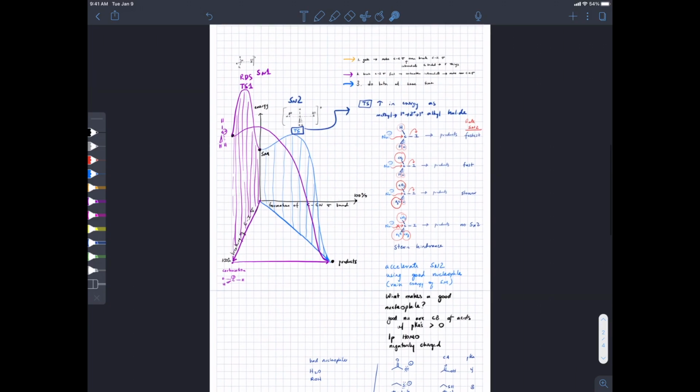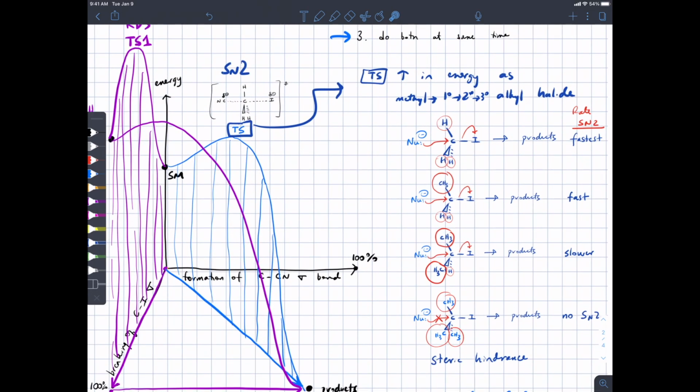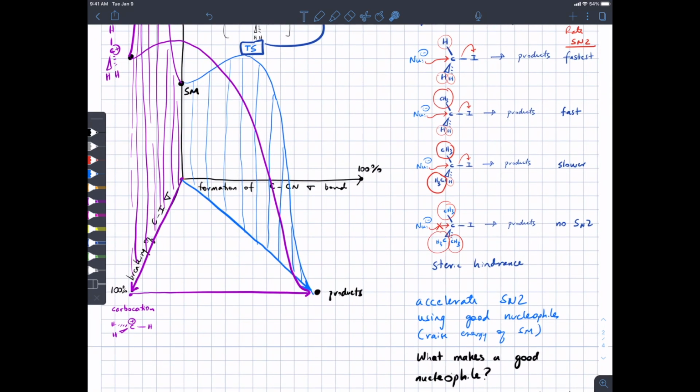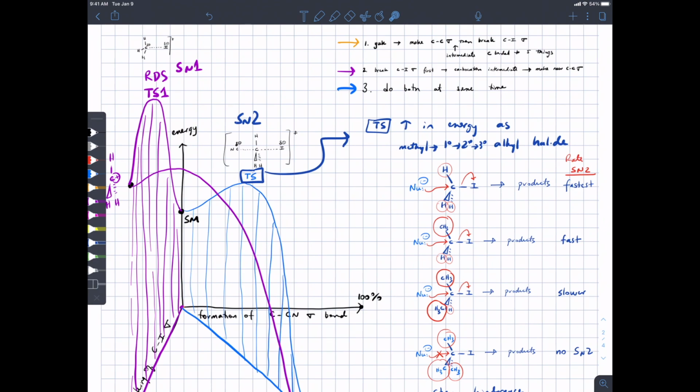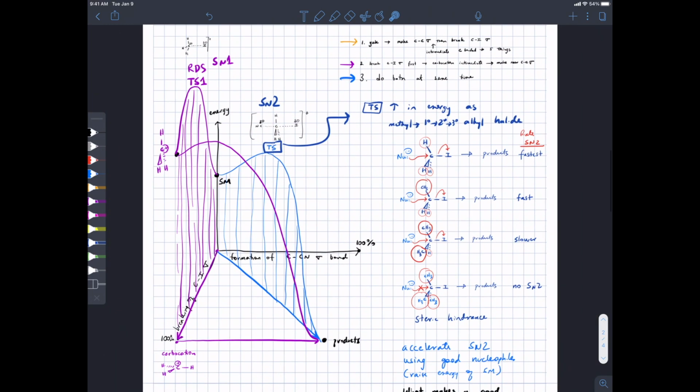So if we want to promote the SN2 reaction, we can either change the structure of our alkyl halide to be as unsterically hindered as possible, or we can use more reactive nucleophiles. Interestingly, using more reactive nucleophiles doesn't help us if we want to go through SN1, because the nucleophile isn't even involved in that first step with SN1. In fact, if you use a good nucleophile, you may bias the system toward SN2 by making it easier to go in that direction.